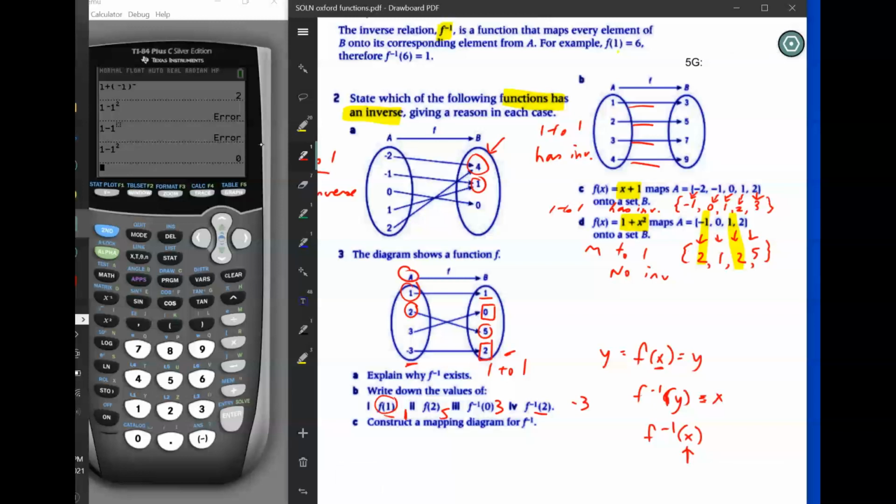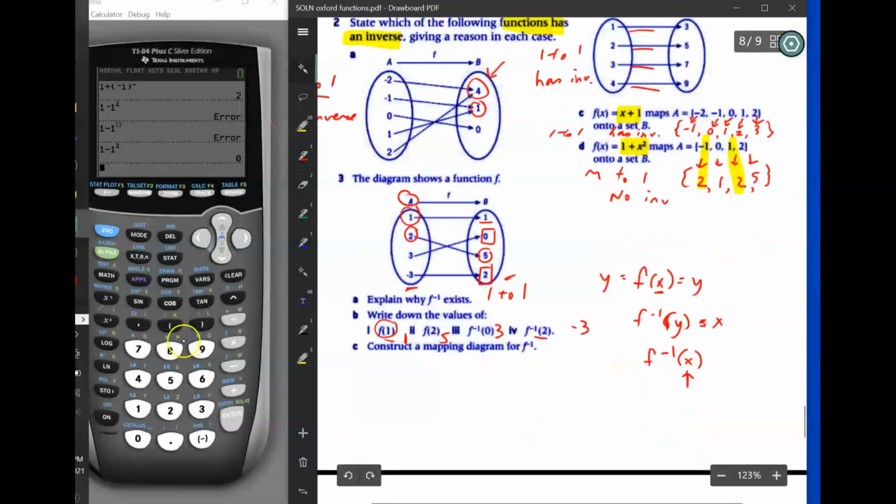Okay, construct a diagram for f inverse. All right. Mapping diagram. The only thing that we're going to do different, we're going to make a replica of what they have right there. So we're going to have 1, 3, -3 for A, and then we're going to have a set B where we have 1, 0, 5, 2.